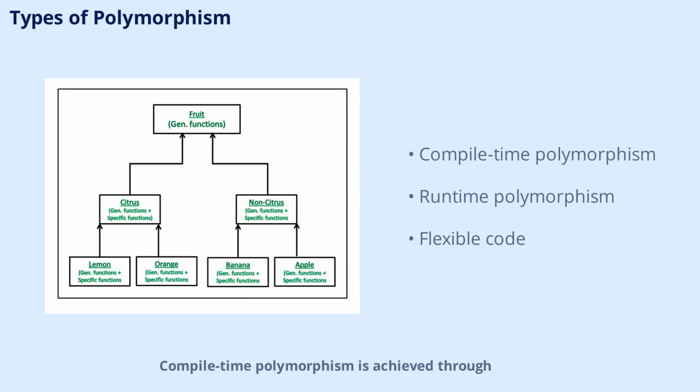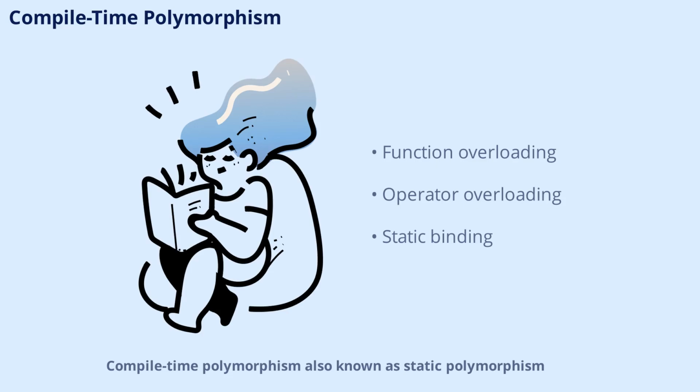Compile-time polymorphism is achieved through function overloading and operator overloading, while runtime polymorphism is achieved through inheritance and virtual functions. Both types allow you to write flexible and extensible code. Compile-time polymorphism, also known as static polymorphism, is achieved using function overloading and operator overloading. This allows you to define multiple functions with the same name but different parameters, or to redefine how operators work for your classes. The correct function is chosen at compile time based on the arguments provided.